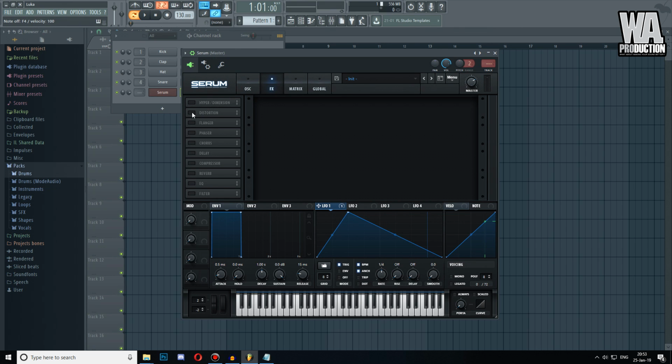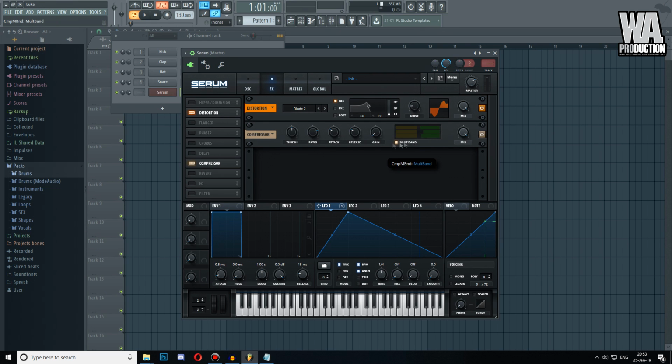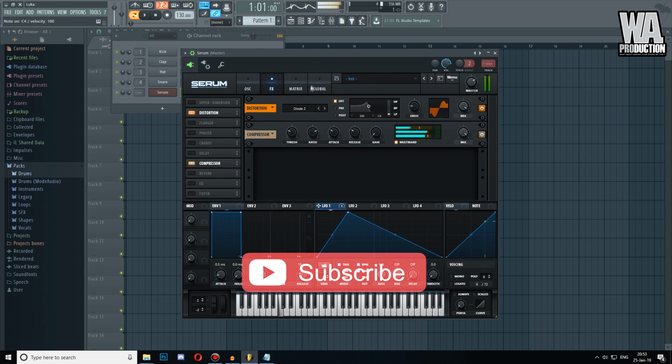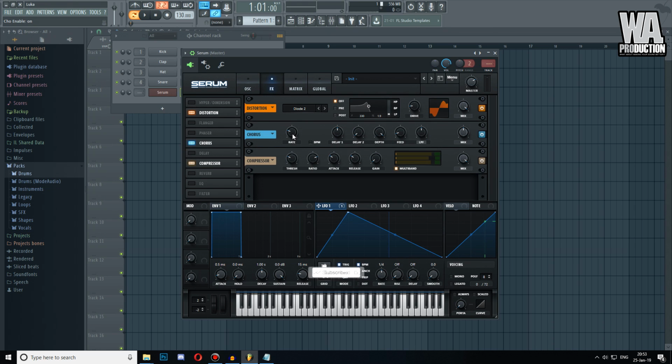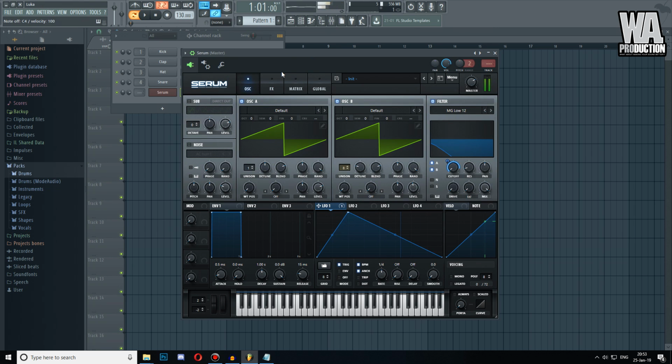So now we can start applying the effects. We will use diode 2 and decrease it to about 15%. And now we can add multiband compression and pull the threshold down. We can also add a chorus and pull the rate to about 0.01 Hz. So now we notice there is a much higher end, so we will pull the cutoff a little bit down.